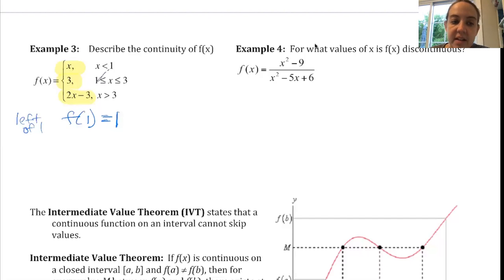So on the left-hand side of x equals 1, I have f of 1 equals 1. To the right of 1, we're going to use that 3. So f of 1 is equal to 3. Now, limit notation, we're going to talk about left and right-hand things and limit notation a little bit better next time.